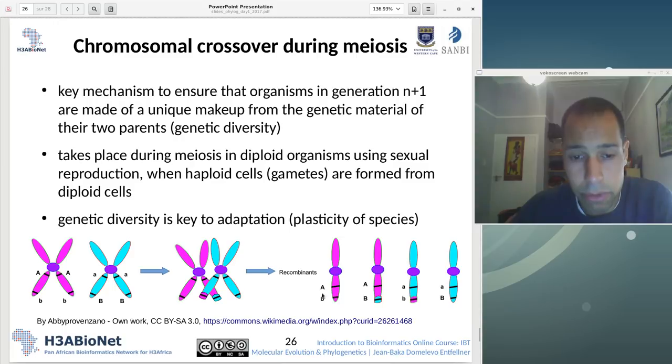So you see that, thanks to chromosomal crossover, the shuffling of alleles makes it that every gamete that is created is a potentially different individual. So think about the fact that each spermatozoid carries an individual that will have a genetic makeup totally different from his father.